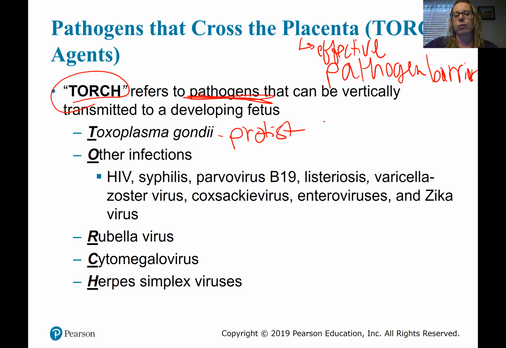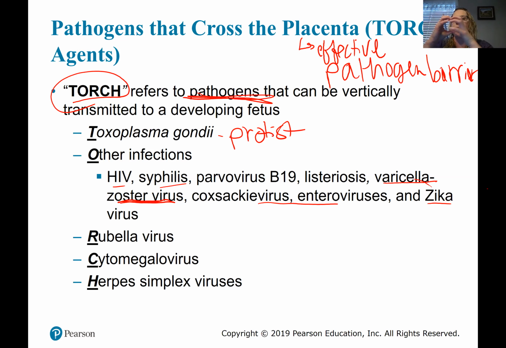And then we have another group of quote unquote others, okay? HIV, syphilis, varicella zoster, the chicken pox or shingles virus, Coxsackie and enteroviruses, and the Zika virus. Maybe you've heard of that one. We didn't cover it, but it is the virus that is emerging down in the southern US with mosquitoes that causes the babies to be born with microcephaly or very, very small heads or other birth defects.